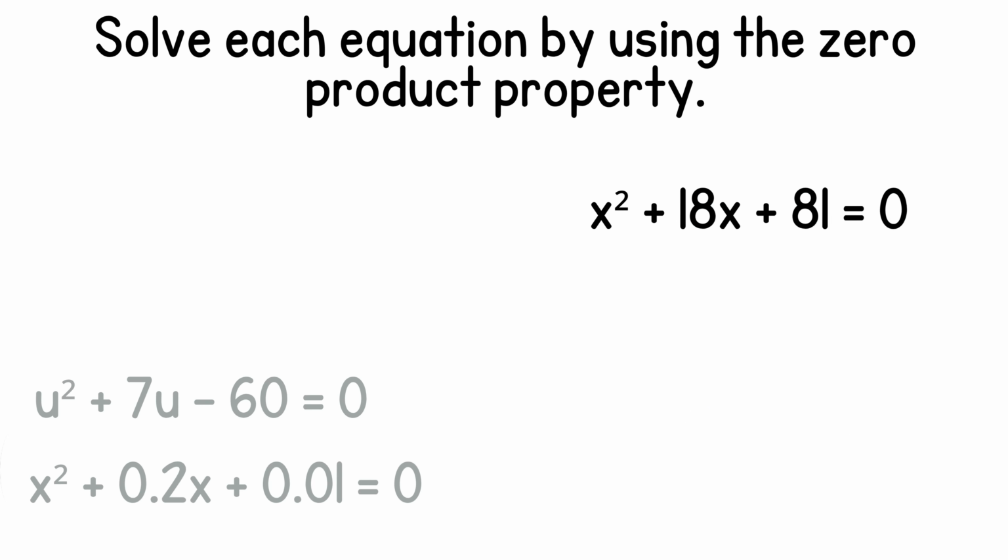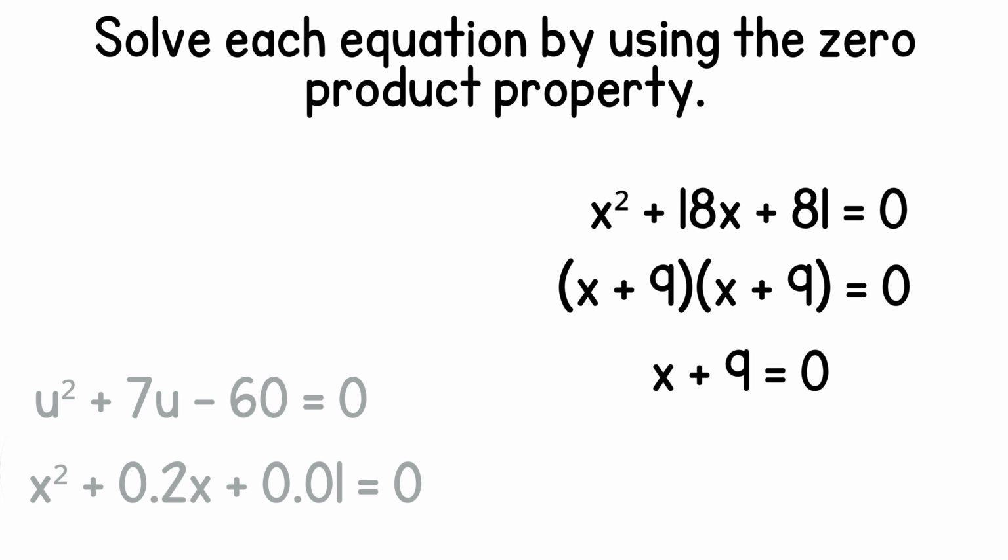Now let's look at our next equation. So we need two numbers that multiply to 81 but add to 18. This would be positive 9 and positive 9. So since we have the same parenthesis, we're only going to set 1 equal to 0 since they would both give us the same answer. So we'll solve this by subtracting 9 from each side, which gives us x is equal to negative 9.